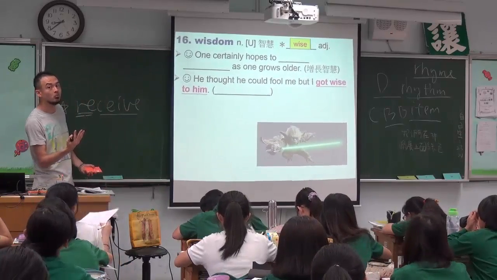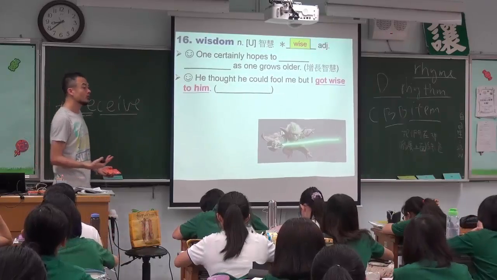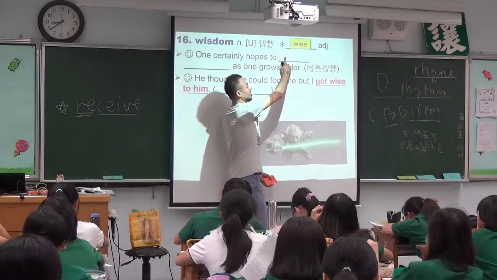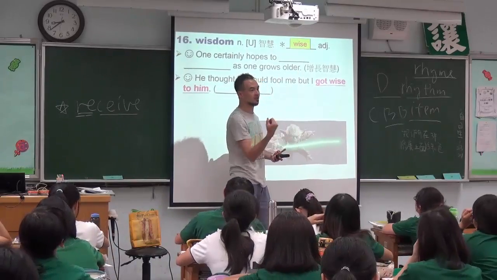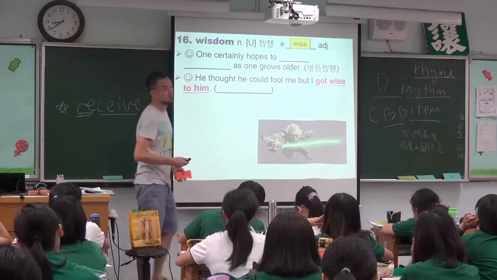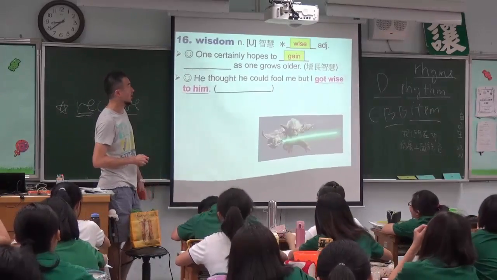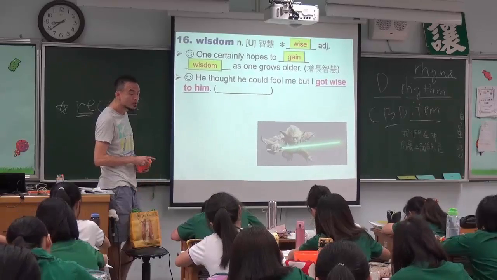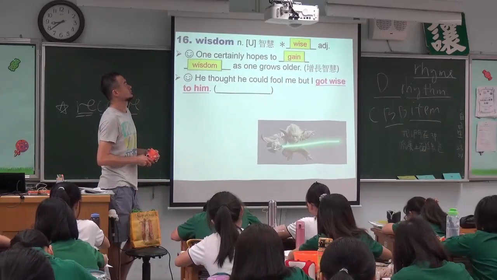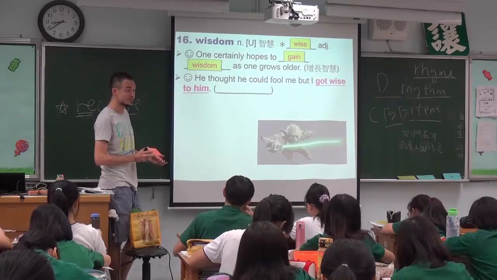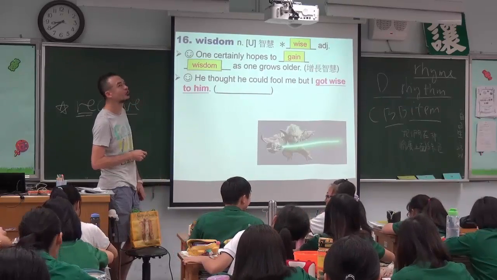A word beginning with a G. If you are to get up, can. So the spelling of the word G, gain wisdom as one grows older. Do you think that you gain wisdom as you grow older? Yes. Yeah. A very firm answer.